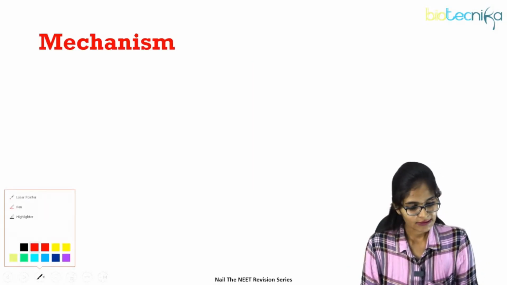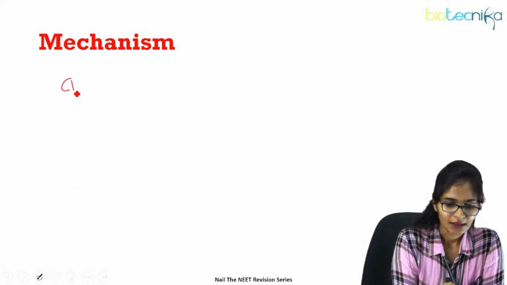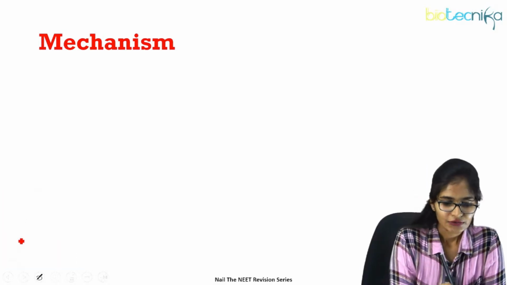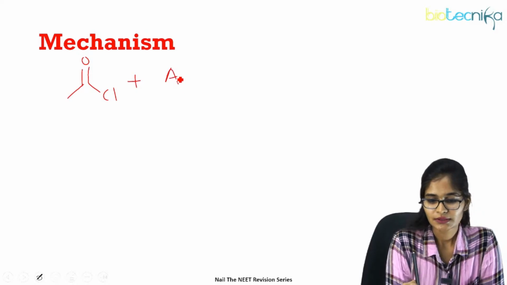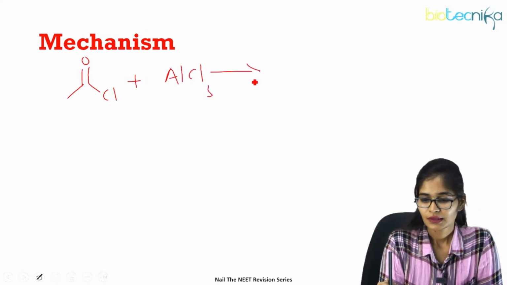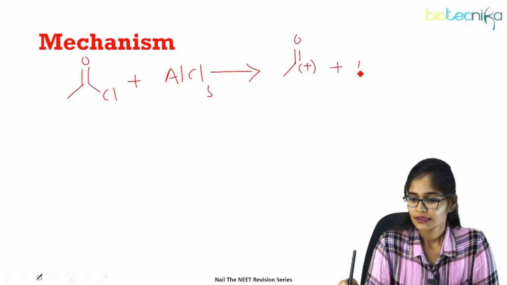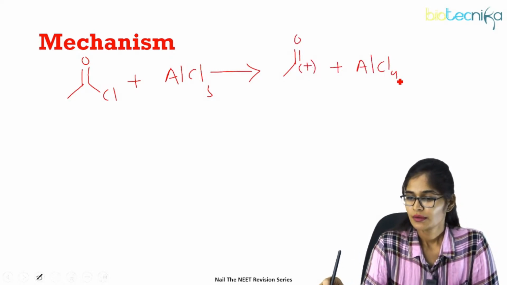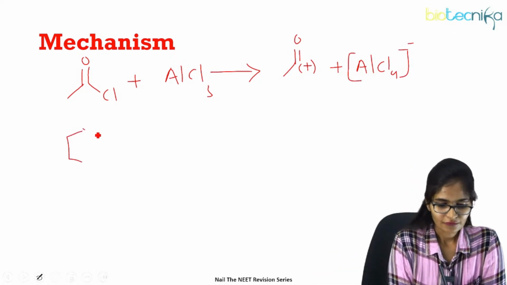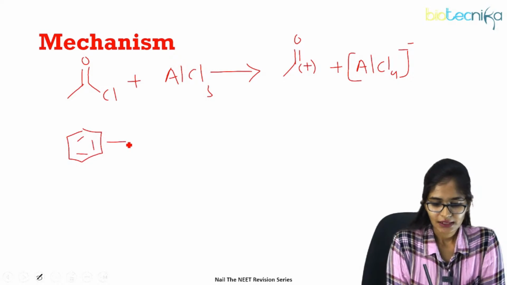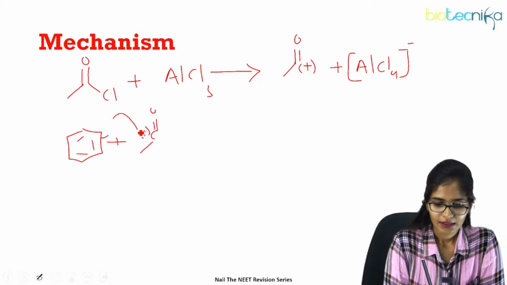Now coming to its mechanism once again. You will have acetyl chloride, and again it is treated with AlCl3, where you generate CH3CO plus and AlCl4 minus. Now you have benzene, and again benzene will attack the electrophile.